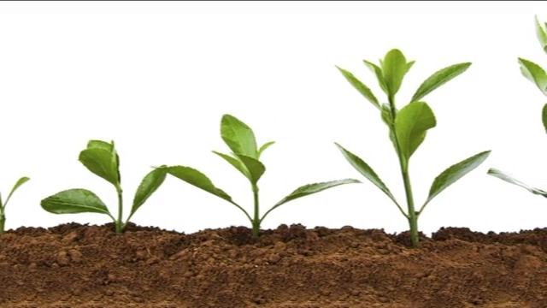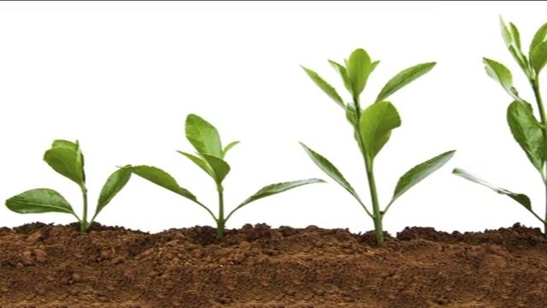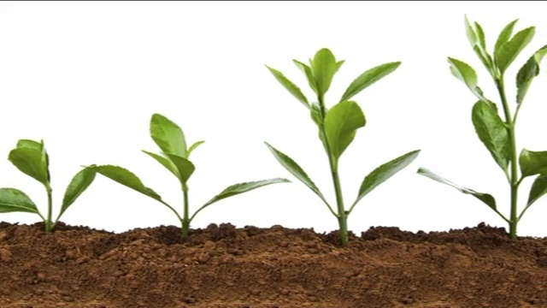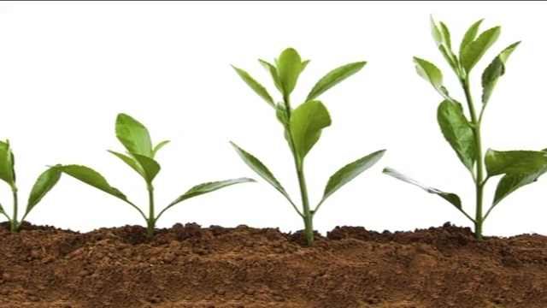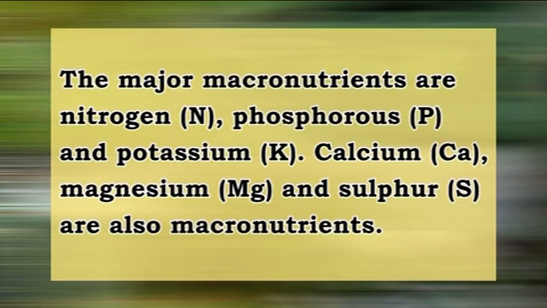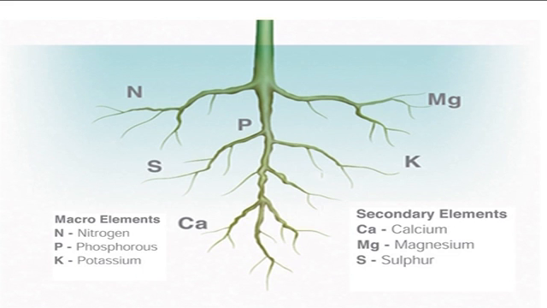Essential elements used by plants in relatively large amounts for plant growth are called macronutrients. The major macronutrients are nitrogen, phosphorus and potassium. Calcium, magnesium and sulfur are also macronutrients. All 6 nutrients are important constituents in soil that promote plant growth.